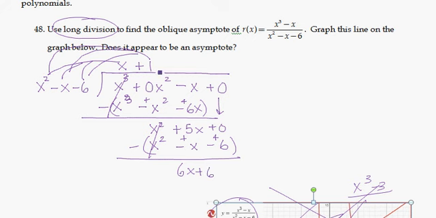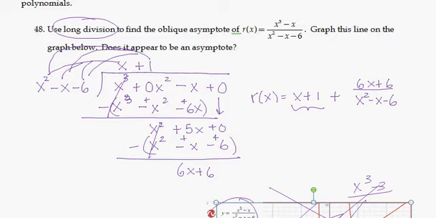So what is this telling us? We have a remainder here, right? But it goes in x plus 1 full times with this remainder. So in other words, r of x is equal to x plus 1 plus a remainder of 6x plus 6 out of the original denominator. So what this is saying is this function behaves a lot like x plus 1 plus some remainder.